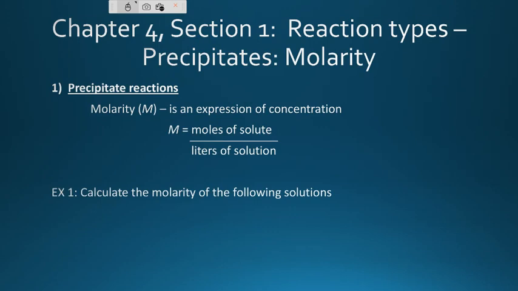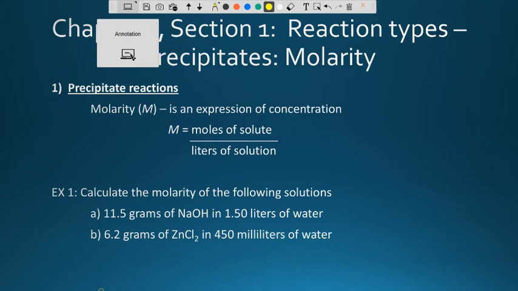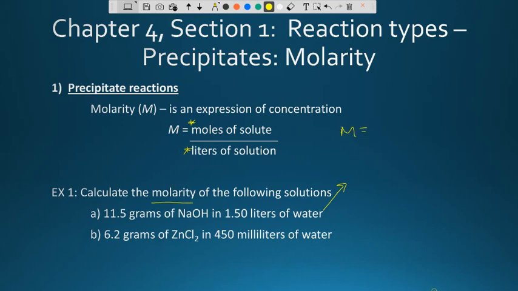Let's take a look at what this might look like if we're doing some calculations with precipitate reactions. In other words, we're going to do some solution chemistry. So let's take a look at the first one. We have 11.5 grams of sodium hydroxide in 1.5 liters of water, 1.5 liters of solution. And the question is really, how strong is this? How potent is this? For this particular problem, we have two components: moles and liters. And just keep in mind that we're always solving for M. When they ask what the molarity is, that is the capital M.